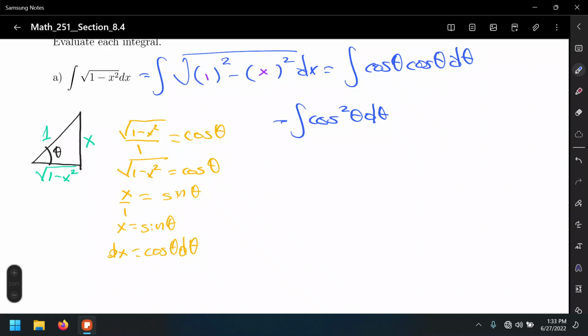And from the material we covered last time, what can we do about the integral of cosine squared? Can we use substitution directly? Any ideas what to do from here?